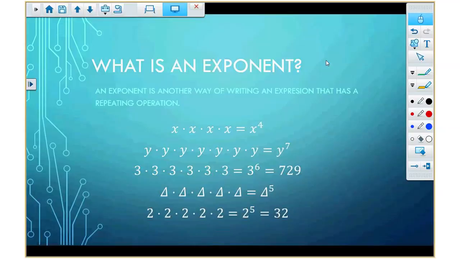3 to the sixth power is equal to 729. And delta to the fifth power is equal to multiplying delta 5 times. 2 to the fifth power is equal to 32. So anytime you multiply something over and over and over, that's just like an exponent. That's the basic definition of an exponent.